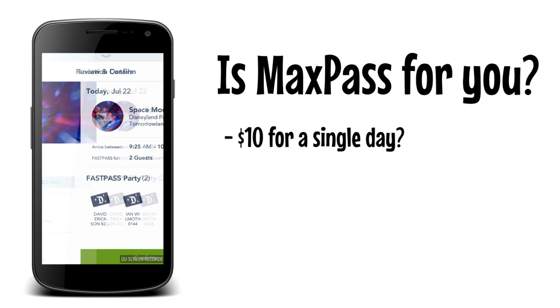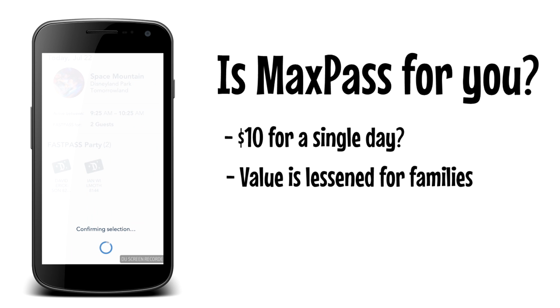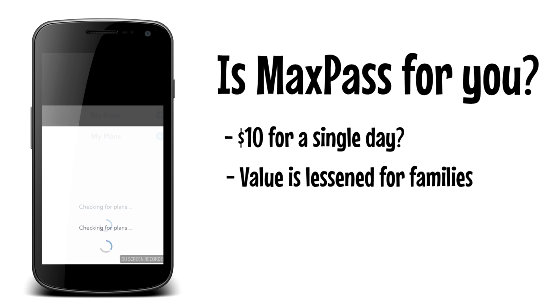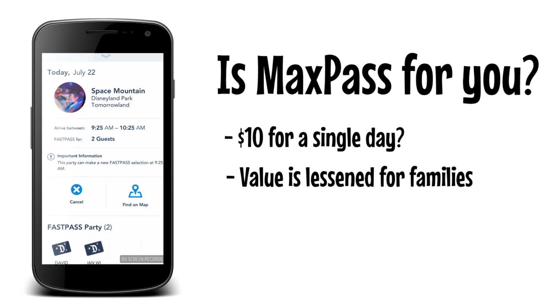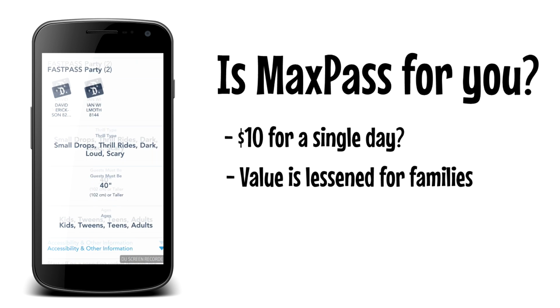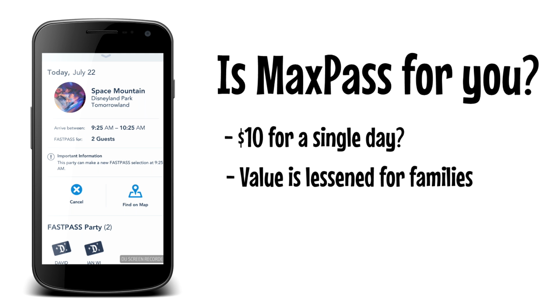Now, if you're in a larger group, a family of 5 or more, for example, it begins to get a little less attractive. That's because each member of your party has to have their own version of MaxPass, including children. And that means that $10 has turned into $50 for that family of 5. Now, an option might be for one family member to get the MaxPass for $10, thus getting the PhotoPass value, then get FastPasses for the group the old-fashioned way, which, by the way, still works just fine, just a little less convenient than using your phone.